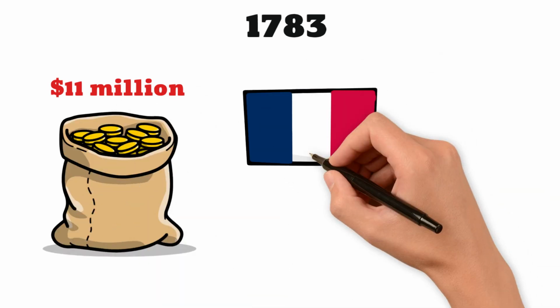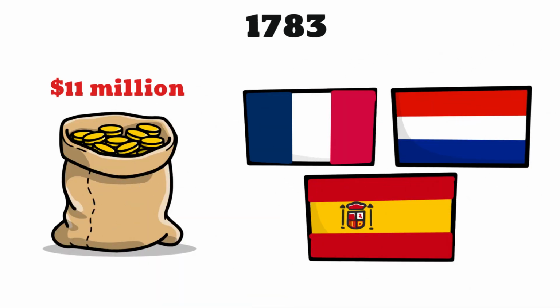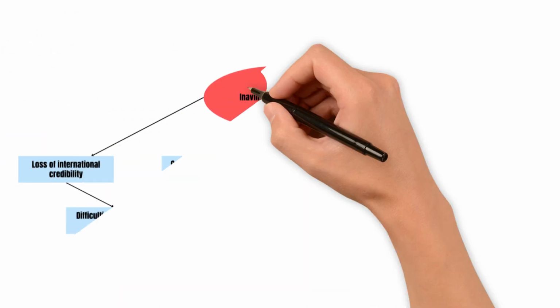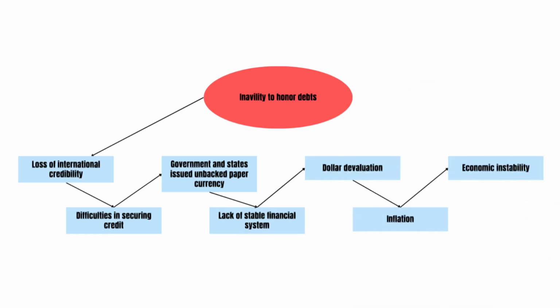By 1783, the United States owed an estimated $11 million to foreign countries, primarily France, the Netherlands, and Spain. The inability to honor these debts undermined America's credibility on the international stage, making it much more difficult to secure credit. This led to the government and individual states issuing unbacked paper currency, which was initially used to finance military expenses during the Revolutionary War.